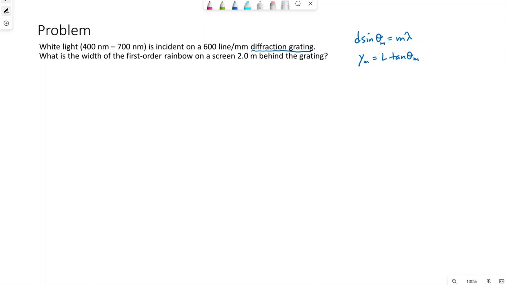D means the distance between the slits, which we can get from this 600 lines per millimeter. Now, D is not 600. D is a distance between the slits, so we actually need to invert this. D will be 1 over 600 millimeters. So if I plug that in, I will want to convert this to meters, or at least watch your units very carefully.